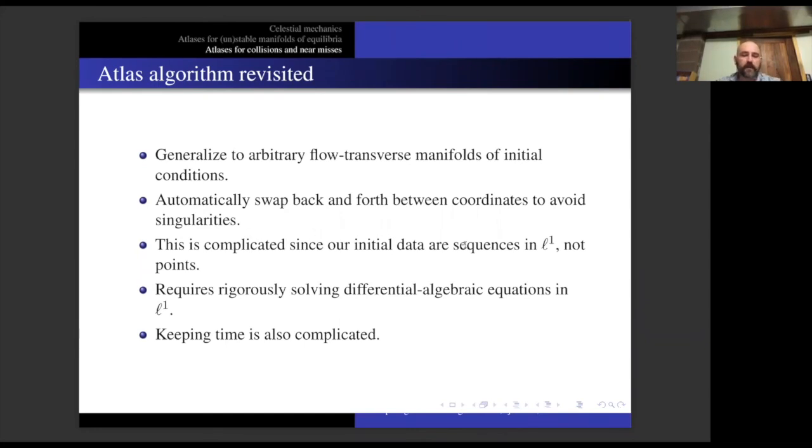I've already mentioned that the initial data are sequences in L1, so that requires rigorously solving differential algebraic equations, and then keeping time. I haven't said how the Levi-Civita time rescaling works, because I didn't want to put any more formulas on the slide. The short answer is that it's an integral, but we can compute it, and we can compute it for L1 sequences. So that's all we need.